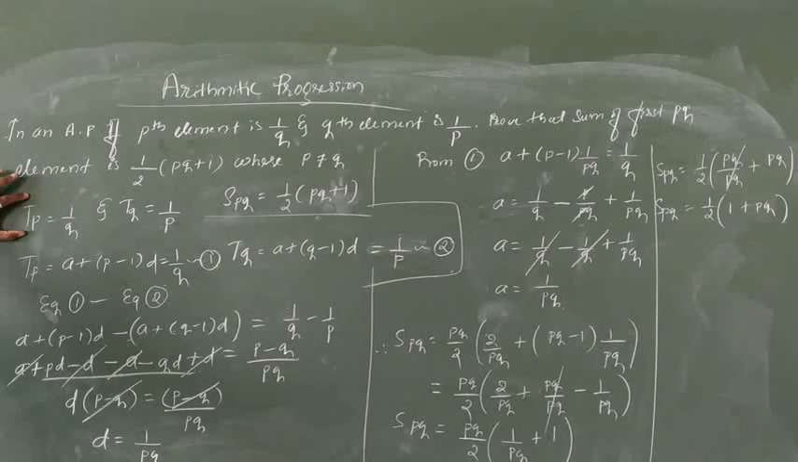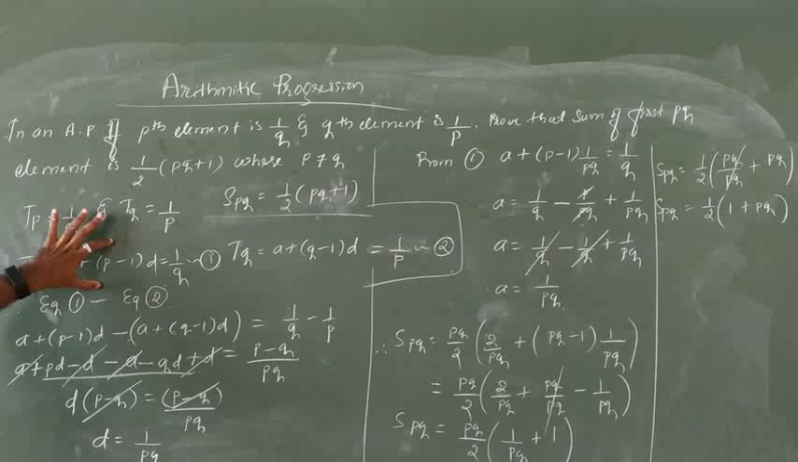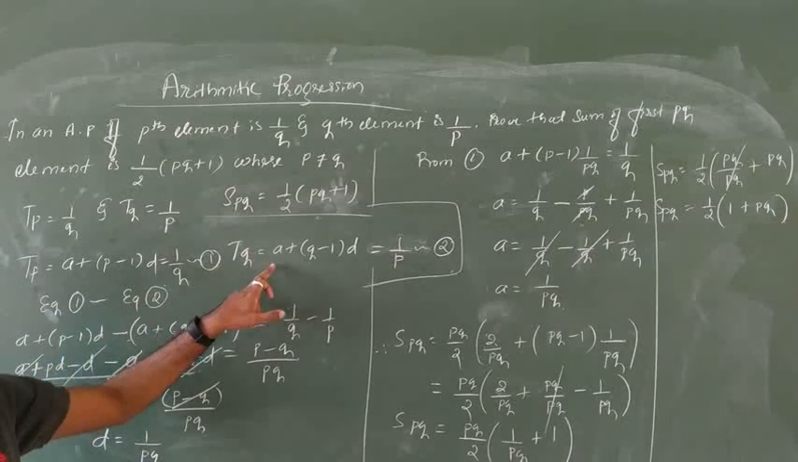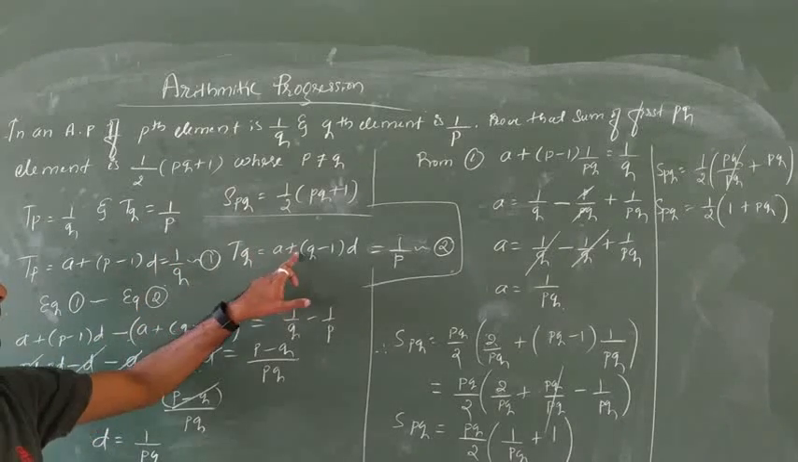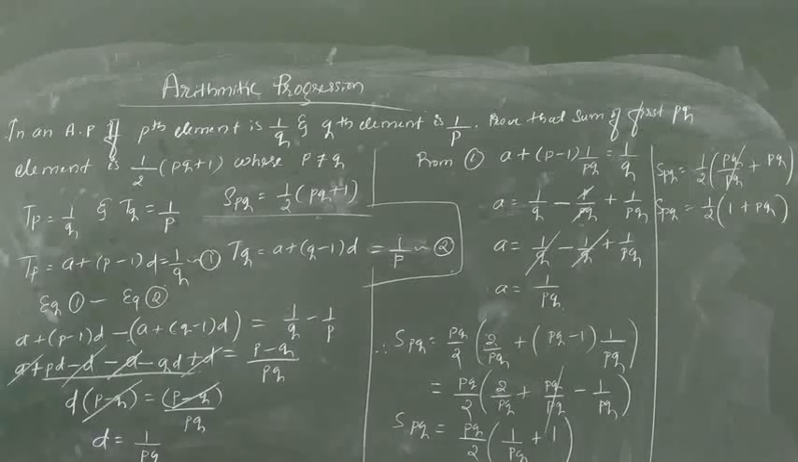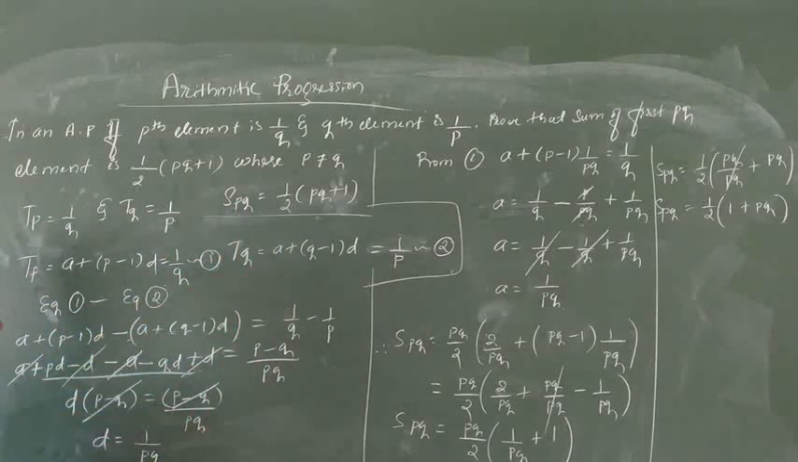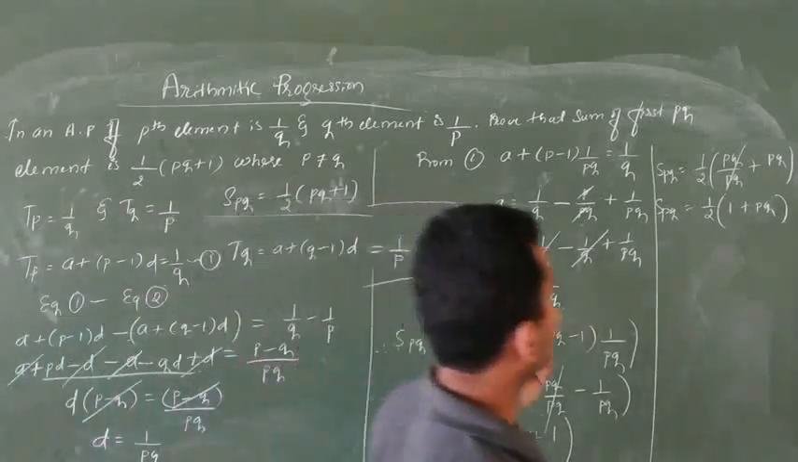Here I write the formula: tp is equal to a plus p minus 1 into d, equal to 1 by q. This is the first equation. And tq is equal to a plus q minus 1 into d, equal to 1 by p. That is the second equation. I subtract equation 2 from equation 1, and I get the common difference d equal to 1 divided by pq. Substitute this d in either equation 1 or equation 2, then you will get the value of a.